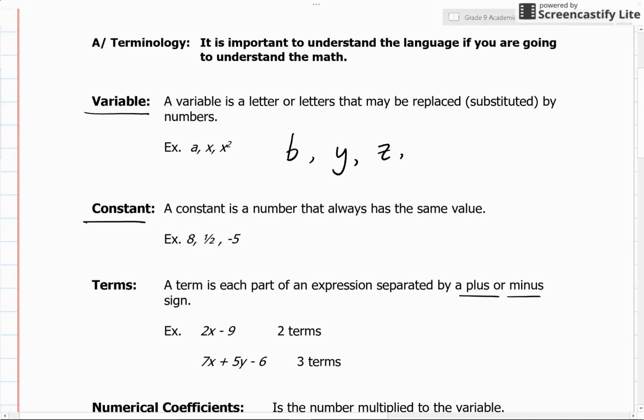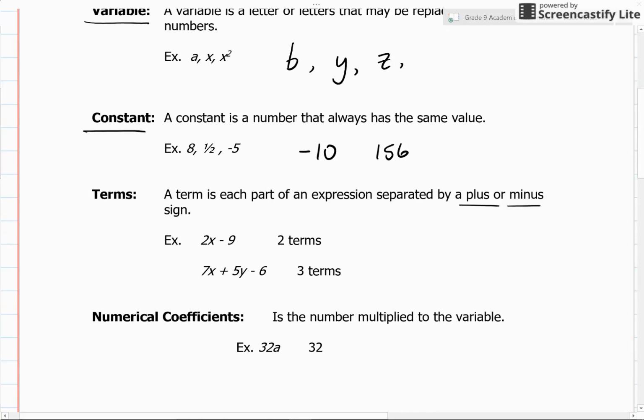Constant. So a constant is a number that always has the same value. So think of it just as a number. So 8 is a number. It's a constant. Fractions can be constants, so 1/2 is a constant. 5, -5, so negative numbers can be constants. You can have double-digit numbers, so -10. You can have huge numbers, 156. So basically, a number is a constant. It's not changing. It's always going to be that number.